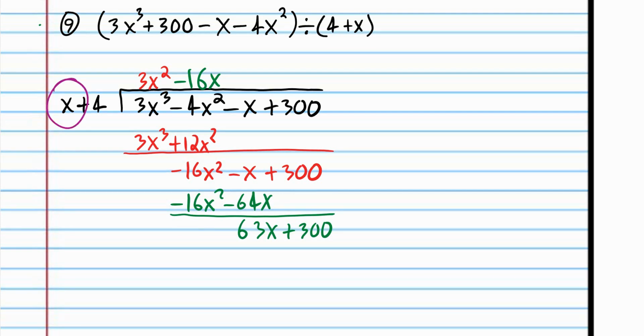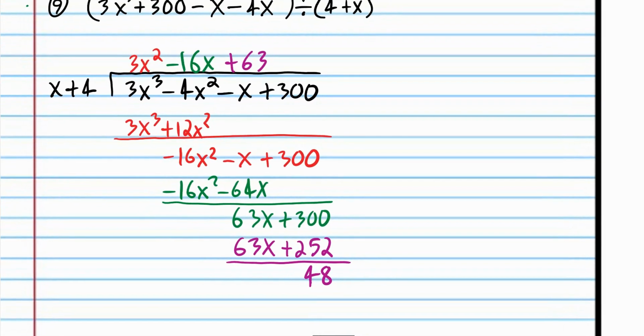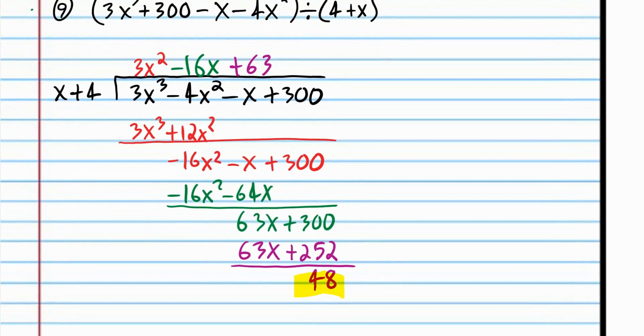Step number 1, the first term in the divisor times what is equal to the first term in the remainder? And the answer is 63. Step number 2, multiply that number by the divisor, and we get 63x plus 252, because 63 times 4 is 252. Then we subtract, and we get 48. And we know that we're done at that point because the remainder has a degree of 0 and the divisor has a degree of 1. So the remainder has a degree that's lower than the degree of the divisor.